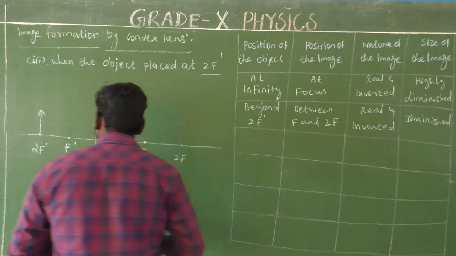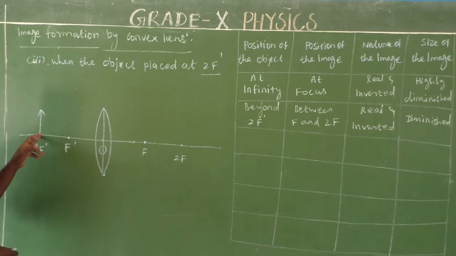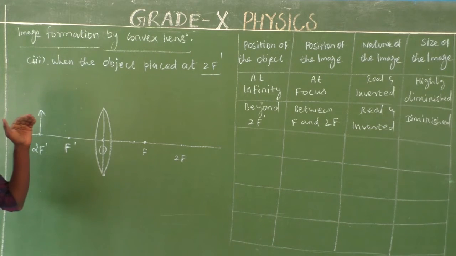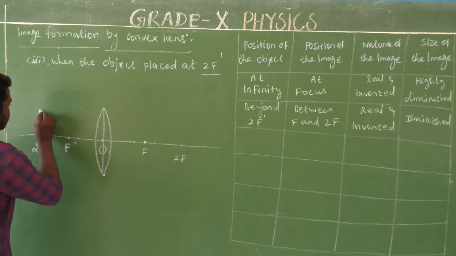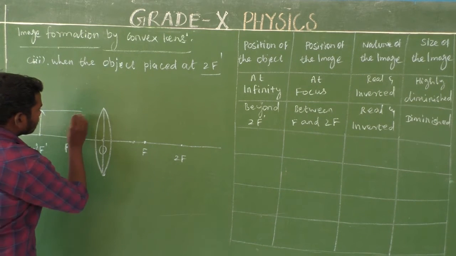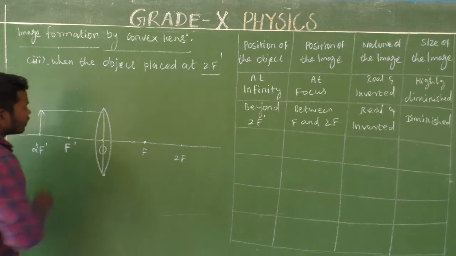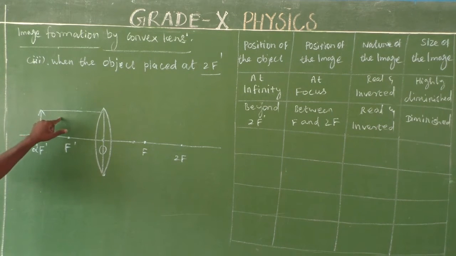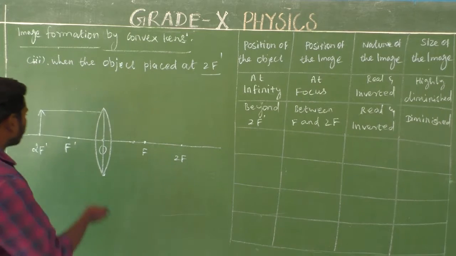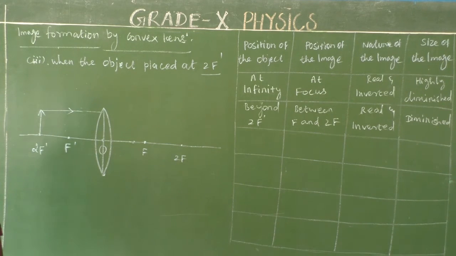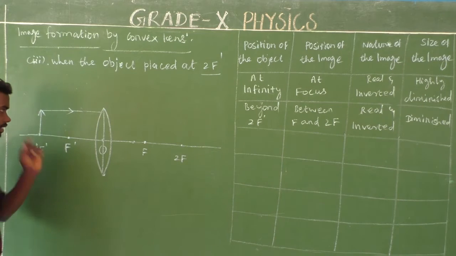Consider a convex lens. Here the object is placed at 2F', which means twice its focal length. Consider a ray of light coming from the top of the object, like this. This is the incident ray. Is it clear? Look here.